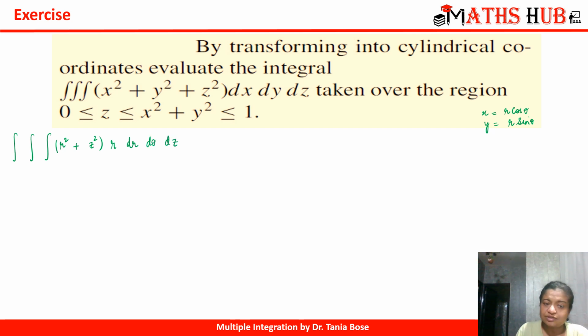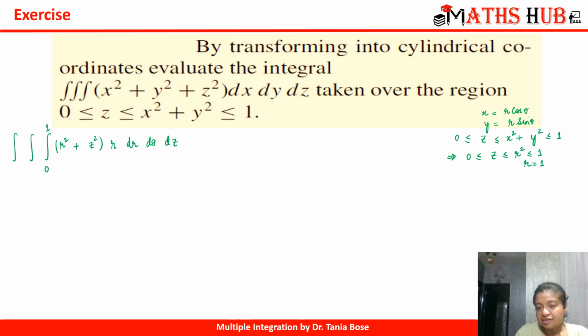Now what are the limits of r, theta and z? If you check the limits, it is given 0 is less than or equal to z is less than or equal to x square plus y square is less than or equal to 1. So what will this imply? It will imply 0 is less than or equal to z is less than or equal to r square is less than or equal to 1. So you can see that the lower limit of r is 0 and the upper limit of r is 1. So r lies from 0 to 1.